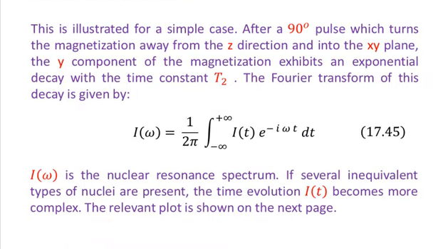This uses the relationship shown in equation 45, where I of omega is the Fourier transform of I of t. On the right hand side, I have the Fourier transform integral: I of omega is equal to 1 over 2 pi, integral from minus infinity to plus infinity of I of t multiplied by e to the power minus i omega t, dt. So if you take the Fourier transform of I of t, the temporal quantity, you can find the frequency dependent quantity.